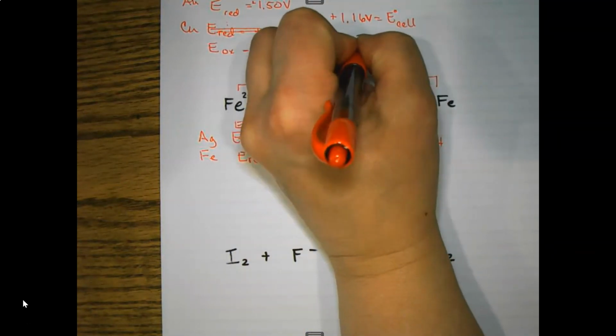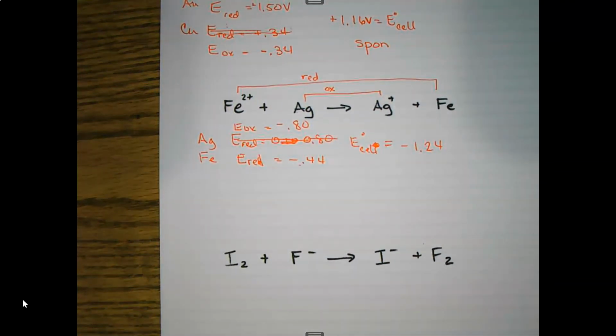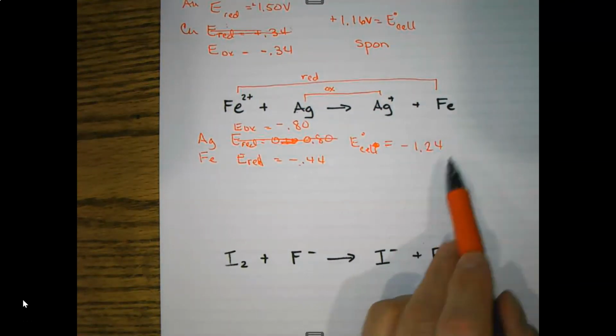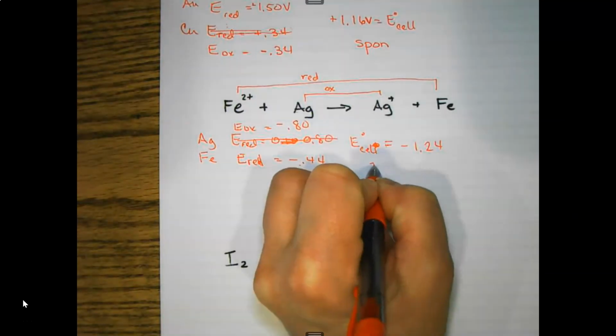Okay, so this one up here was positive. That's going to be spontaneous. That can act like a battery. But this one with the negative voltage, that is not spontaneous.